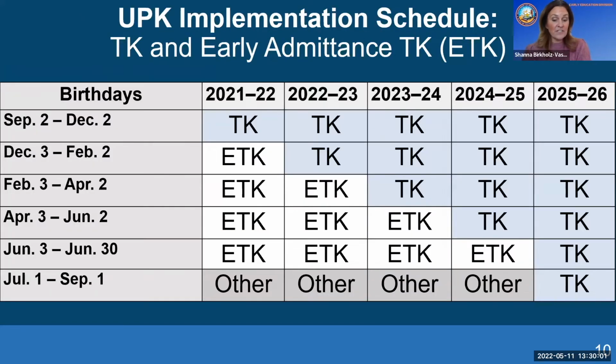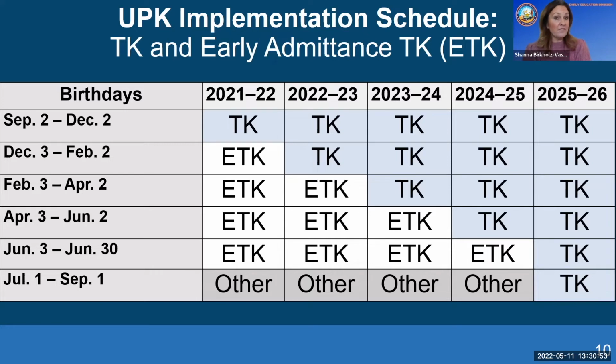We wanted to show you a visual of UPK implementation that will work over the scheduled implementation period for TK and early admittance TK. To start, it's better to define early admittance TK or ETK, which includes children that LEAs can choose to include in their enrollment, but are not required to include. An ETK child turns 5 during the school year after the TK age eligibility cutoff. LEAs can choose to serve children in ETK if they wish from the beginning of the school year, but the child does not begin generating average daily attendance, ADA, until their 5th birthday. This chart provides a visual based on the birthdays of children and school years across the UPK implementation period.